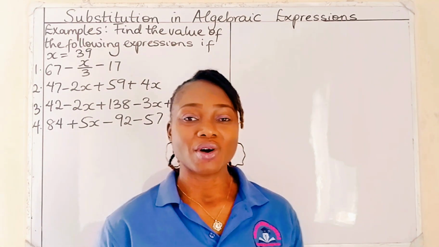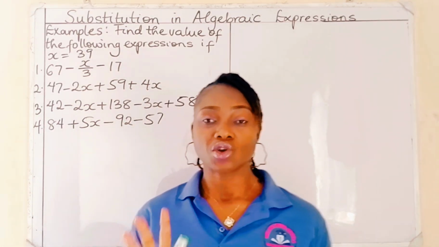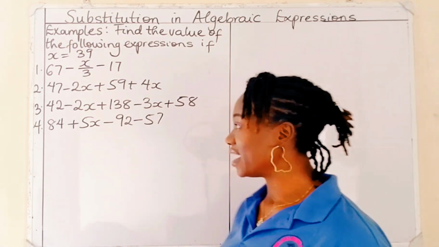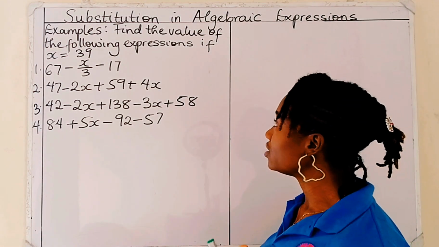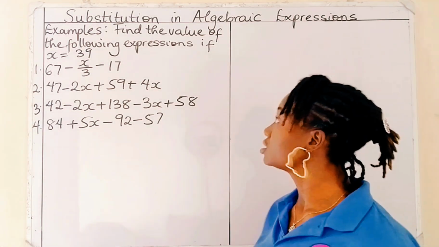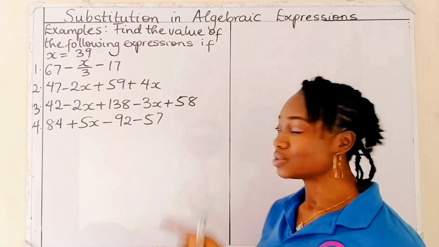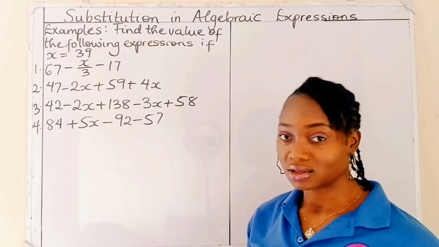I'm back again with more exciting examples on how to solve questions related to substitution in algebraic expressions. We have a couple of questions here on the board, and it says find the value of the following expressions if x equals 39. Now let's substitute x for 39 in the questions below.